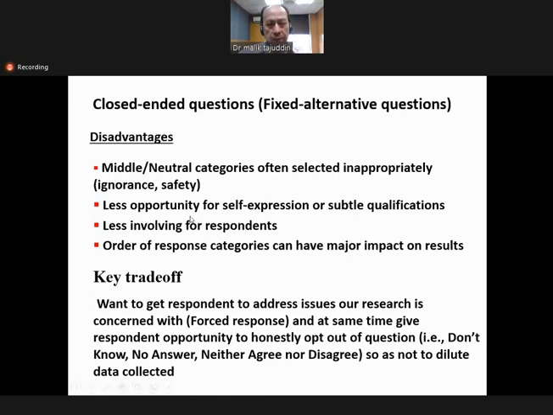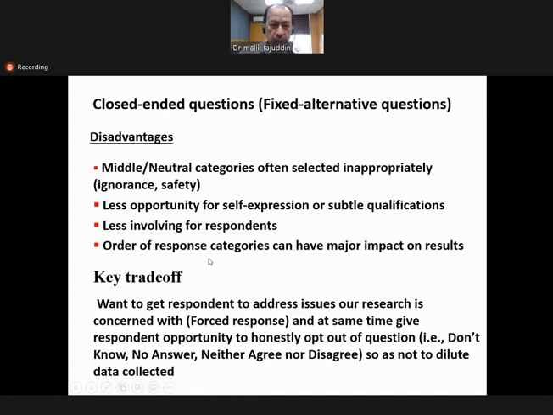There is less opportunity for self-expression or subtle qualifications to express their ideas, as you have limited their ideas through giving the responses. Less involving for the respondent, as he has just to choose one response. Order of the response categories can have a major effect on the result.